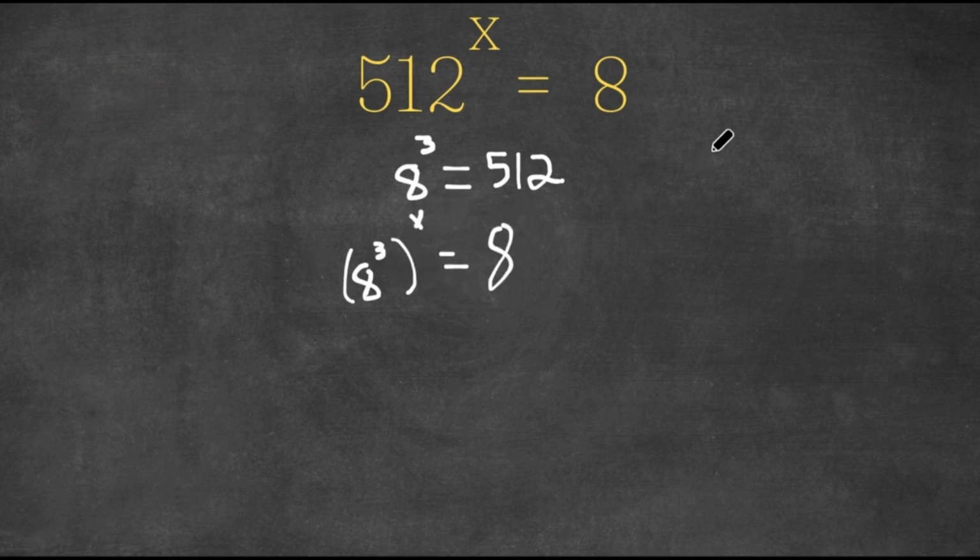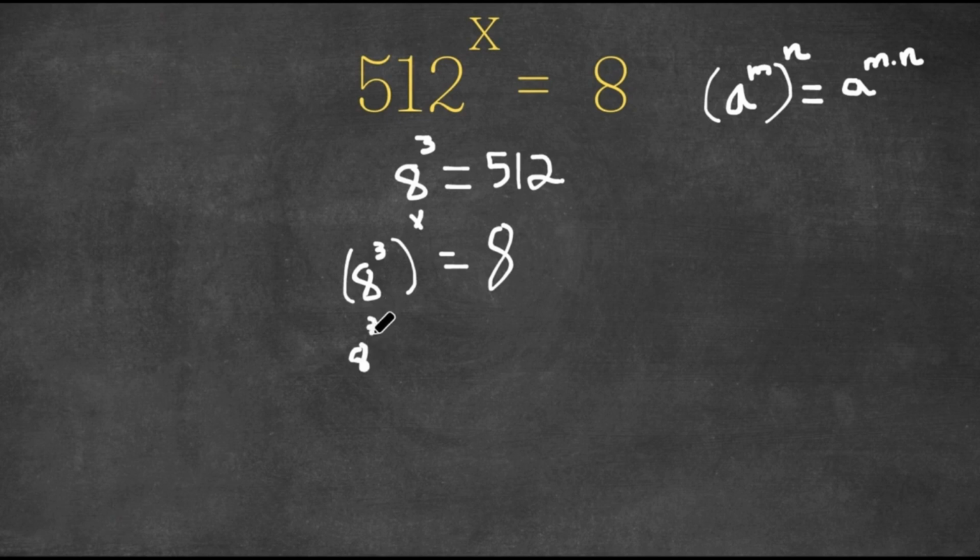Now, if we have something in the form like this, where we have a to the power of m to the power of n, and this is an important property for exponents, this is actually equal to a to the power of m times n. So 8 to the power of 3 to the power of x is equal to 8 to the power of 3 times x, which is simply equal to 8 to the power of 3x, because 3 times x is 3x.